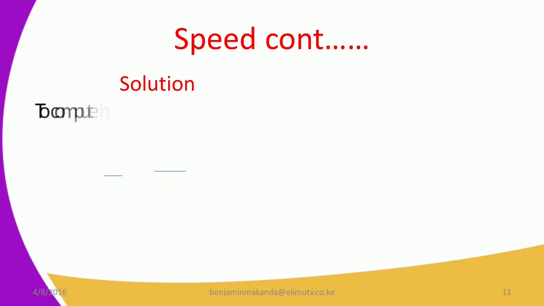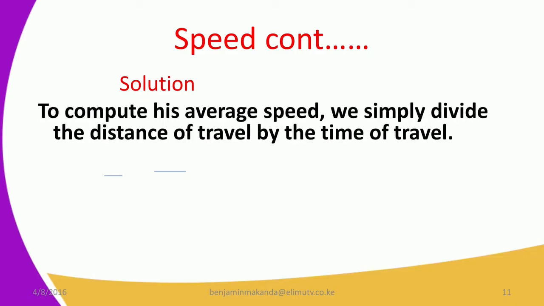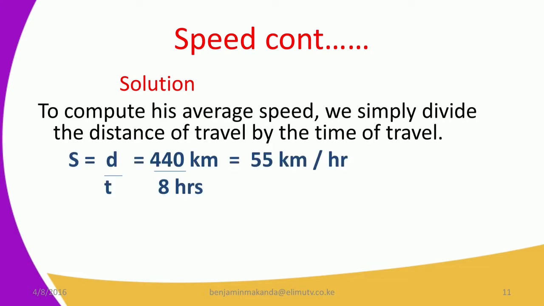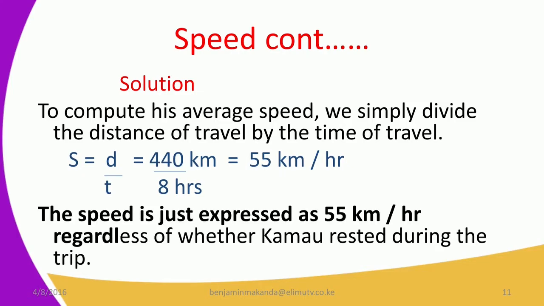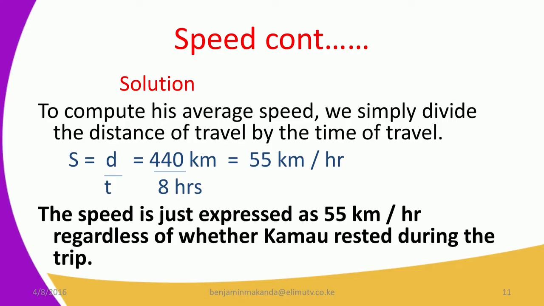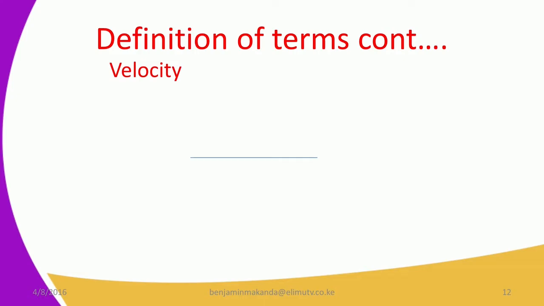Solution: to compute his average speed, we simply divide the distance of travel by the time of travel, and speed is equal to distance divided by time. So distance is 440 kilometers and our time is 8 hours. If you divide that, you get 55 kilometers per hour. That is the speed with which he traveled. The speed is just expressed as 55 kilometers per hour, regardless of whether Kamau rested during the trip or not. And we can understand this from the explanation that I've just given.